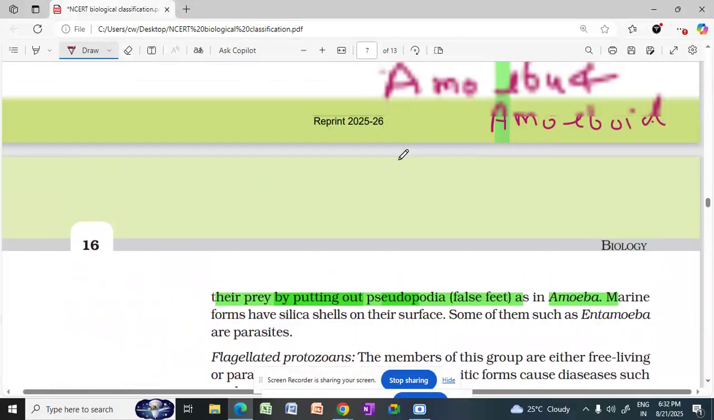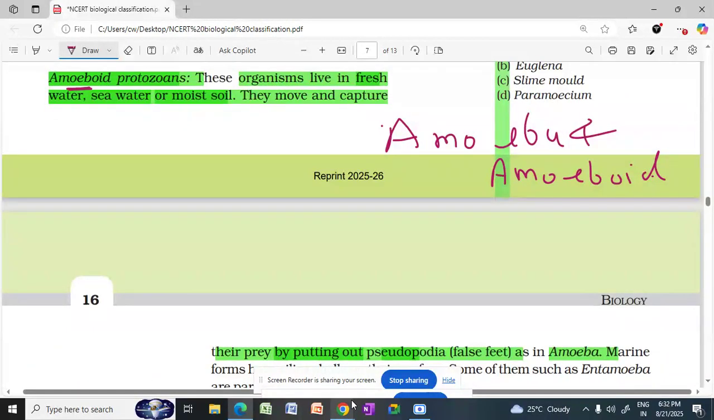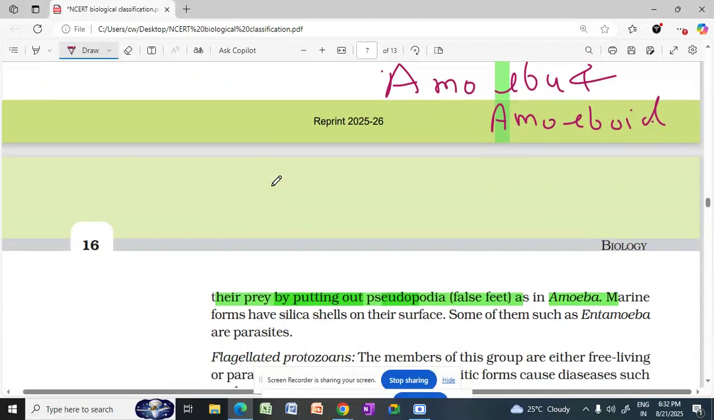Is this clear? Am I audible? Is this clear? Maybe proceed.